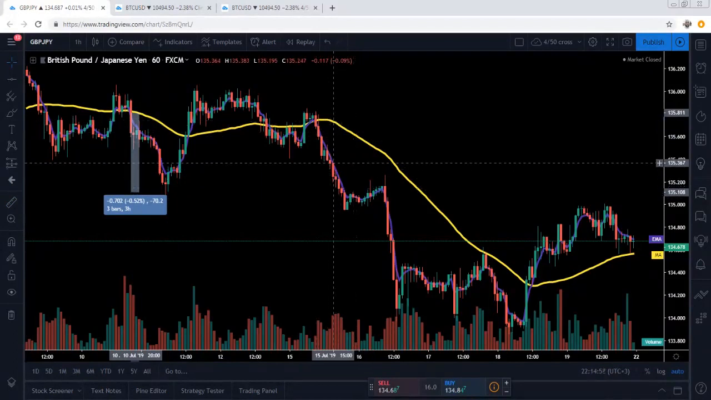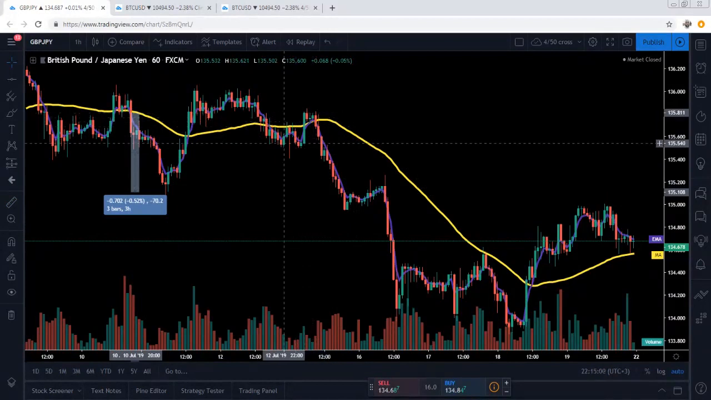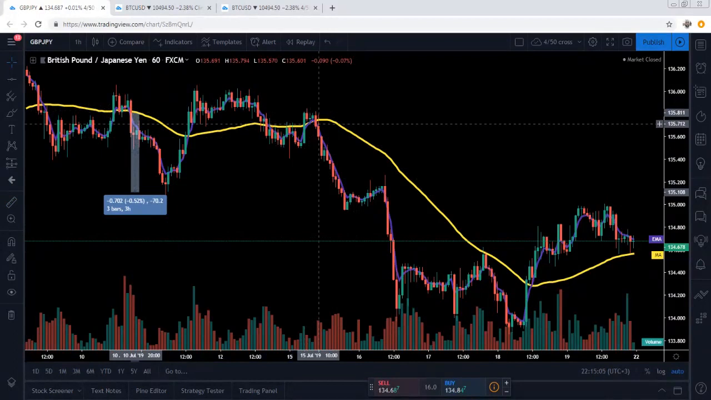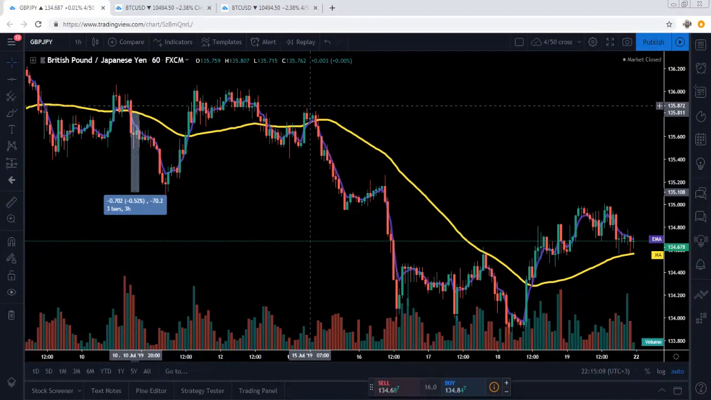Let's say I'm in it for the sell, because it crossed right here. I get in for the sell. I put my stop loss right here, or you can put your stop loss at 30 pips.